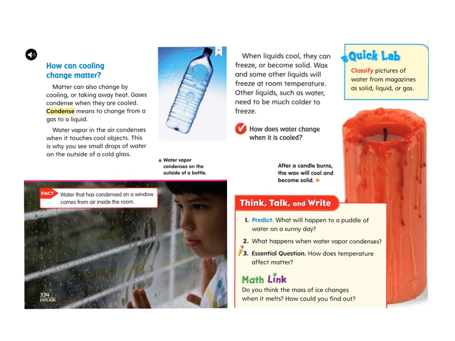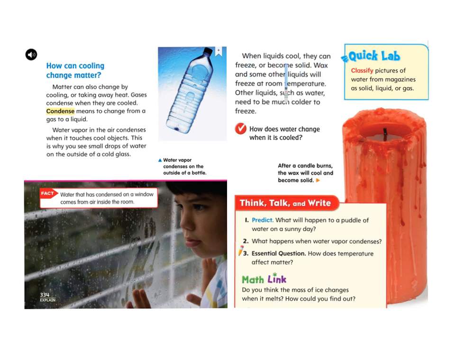And you might see that on the side of your glass, like your cup, or the side of this water bottle right here. You can see how the water vapor that's in the air, when it hits the cool surface of this window or a water bottle or a cup of ice water, will start to condense and turn back to a liquid. So water vapor in the air condenses when it touches cool objects. This is why you see small drops of water on the outside of a cold glass.